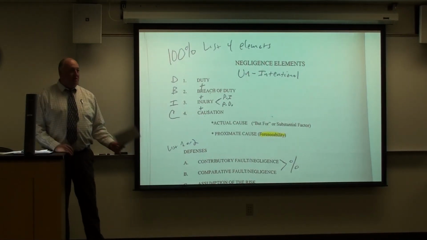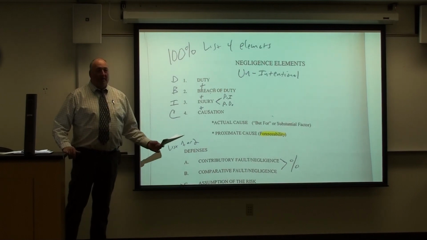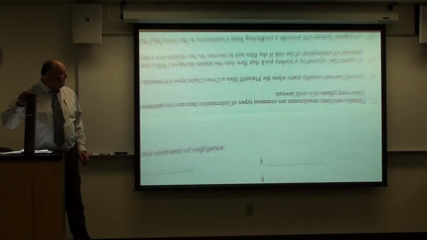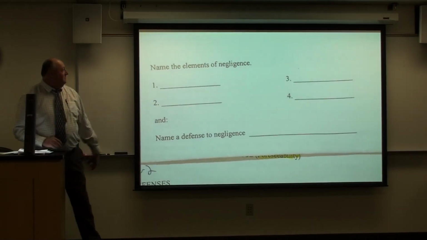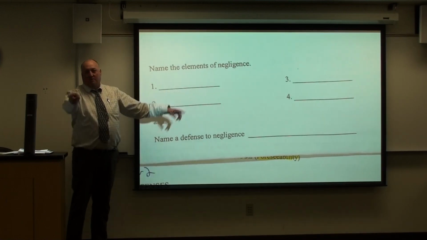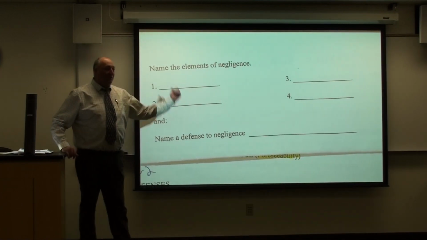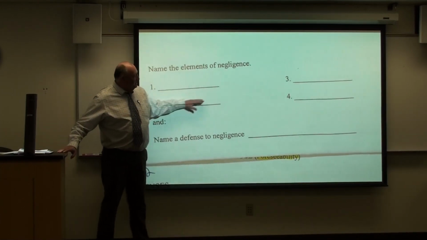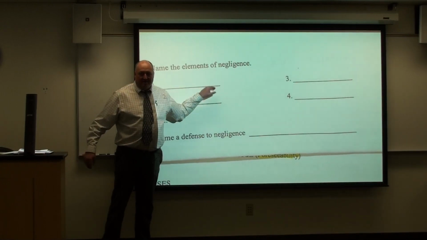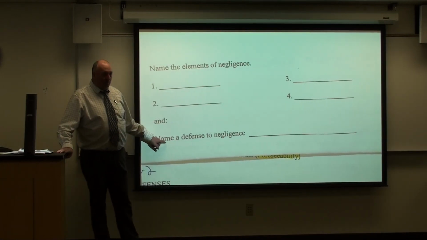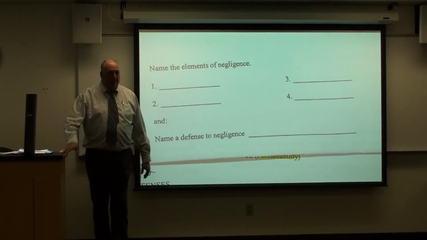In fact, I'm going to show you right now one of my old midterms, so you can see what it looks like. Here it is right here. This is the actual question. I'm literally going to cut and paste this onto your midterm. You'll see this exact question. So if you get this wrong, it's on you, because I'm showing it to you right now. Name the elements of negligence. Duty, breach of duty, injury, causation. DBIC. And I also commonly ask for 1 or more defenses, which we'll get to in a minute.